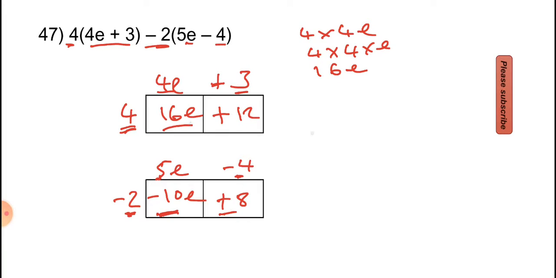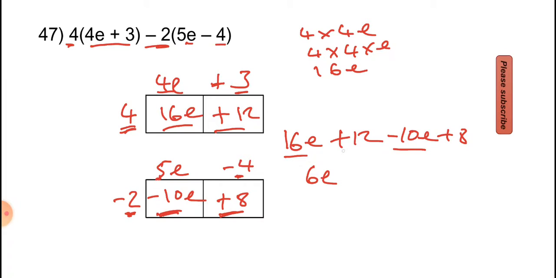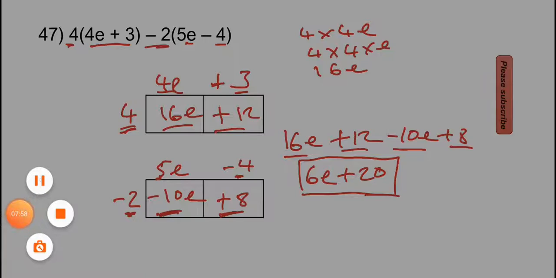So anyway, we've got 16e plus the 12, then minus 10e, and then plus 8. So 16e take away 10e is 6e, and plus 12 plus 8 makes it plus 20. So the final answer is 6e plus 20.